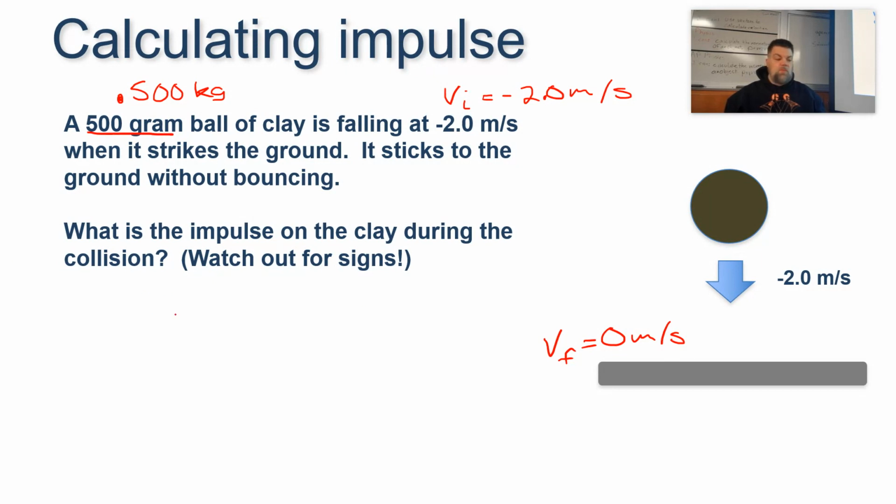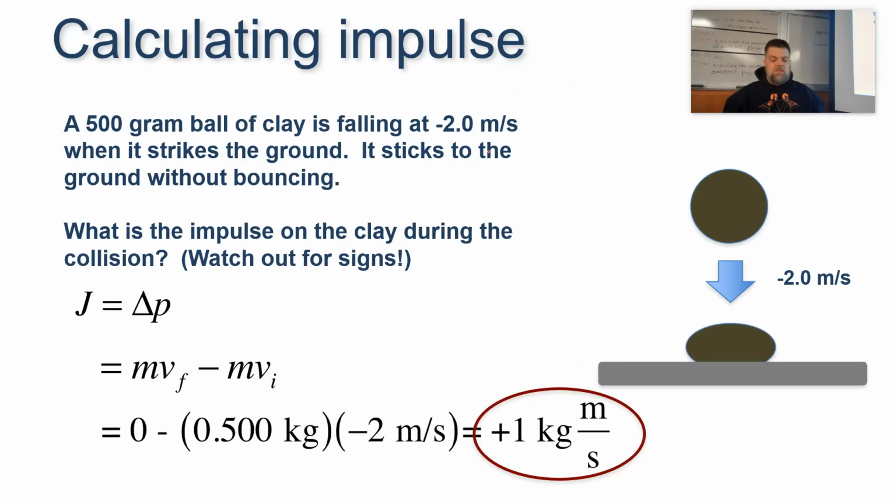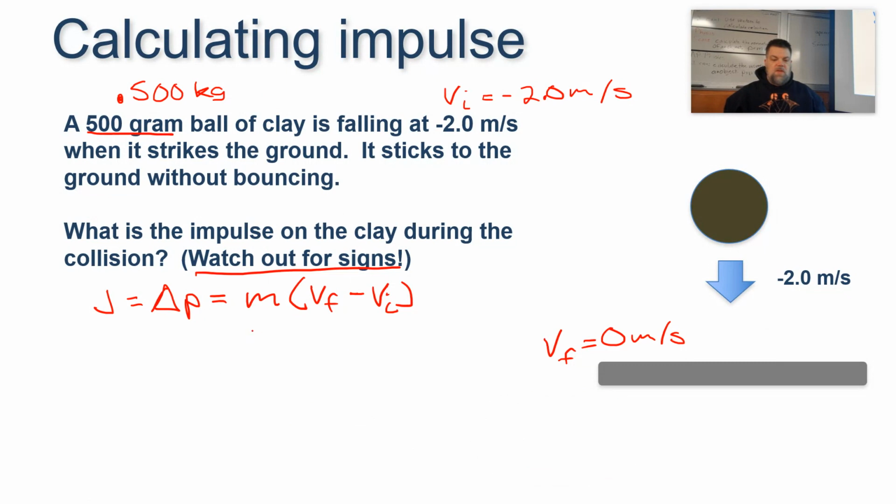It's not moving anymore. So remember that impulse, letter J, makes perfect sense, is equal to the change in momentum, which is equal to the mass times the final velocity minus the initial velocity. Now this is very important. It says watch out for signs. They're letting us know that this minus sign and then this minus sign are going to do something. So what does that mean?